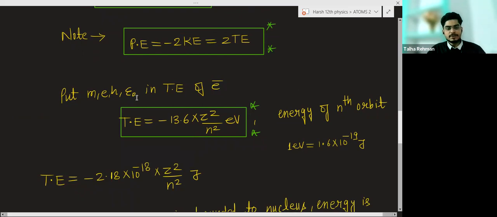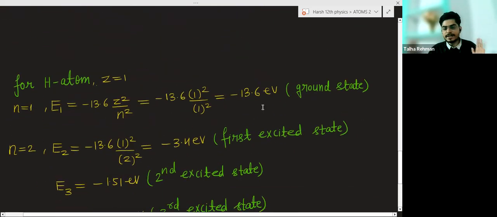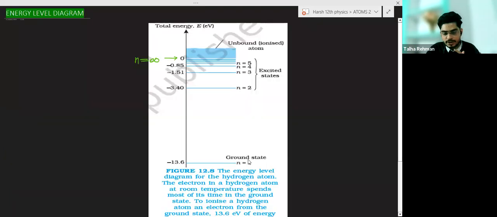Now, energy level diagram. So energy level diagram is basically we will represent these energies on a particular diagram. So this is the energy level diagram. So for ground state, for n is equal to 1, this is the energy line.